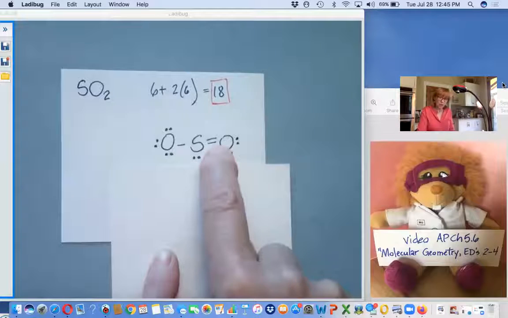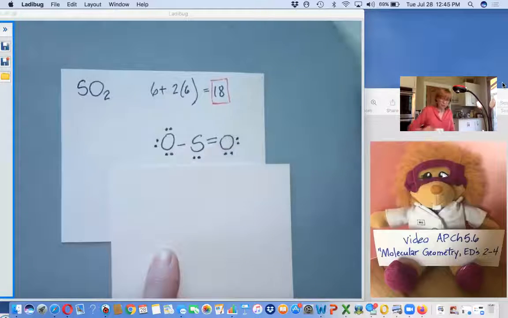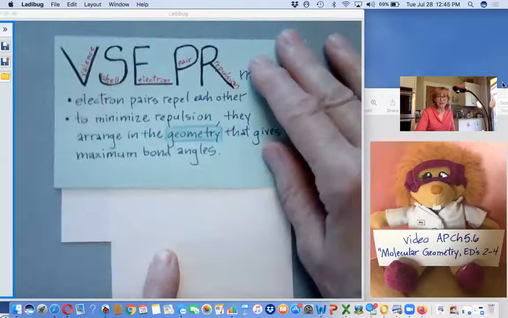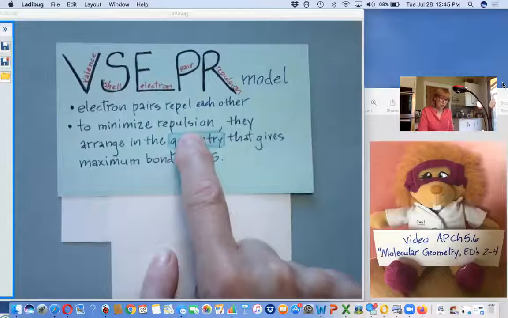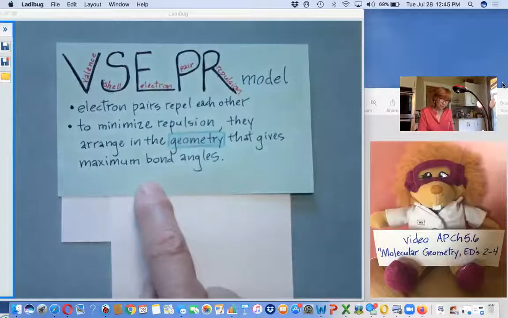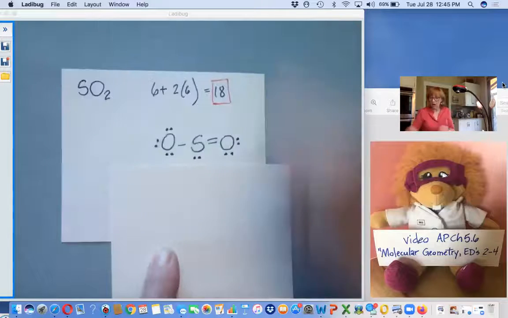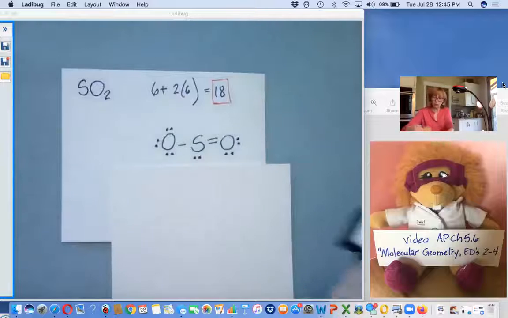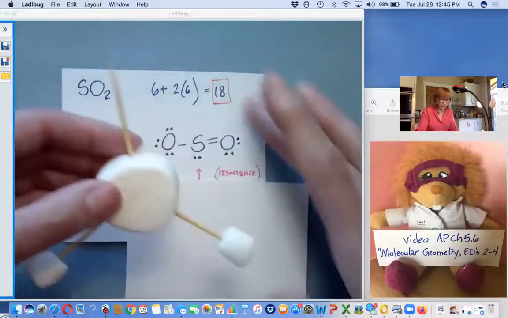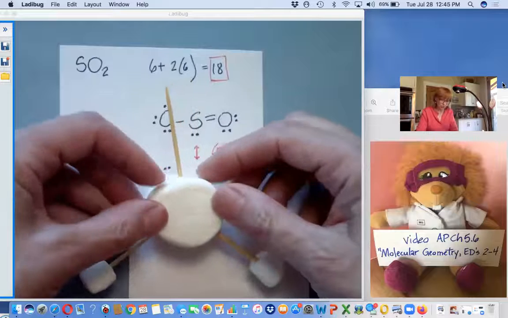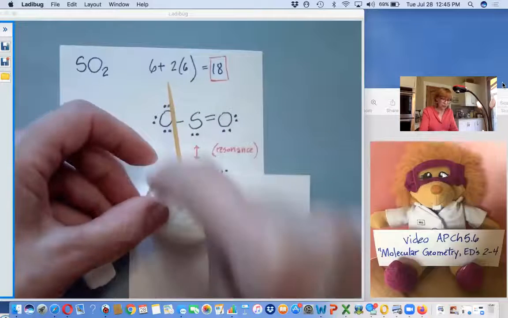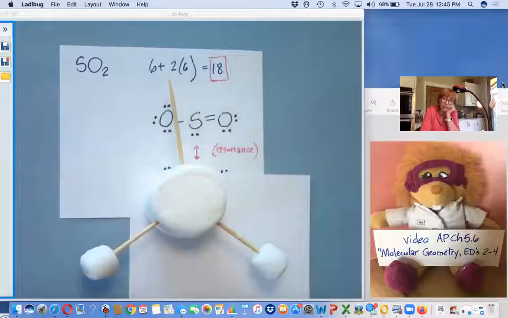3 electron domains. And the VSEPR model would tell us that electron pairs want to minimize repulsion to get the maximum bond angle. So 3 electron domains are going to assume that trigonal planar electron domain geometry with 120 degrees between each electron pair.